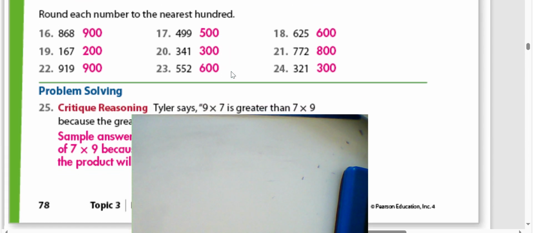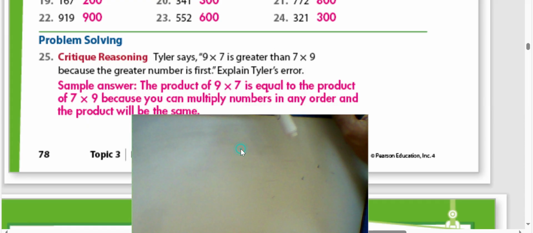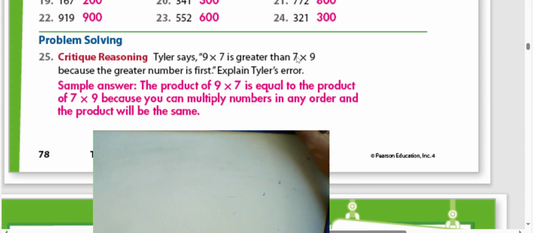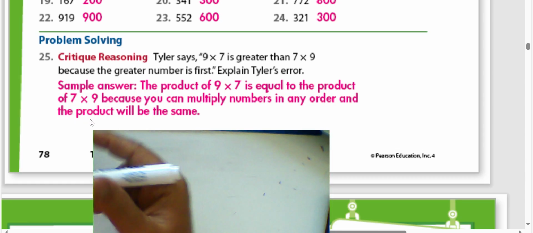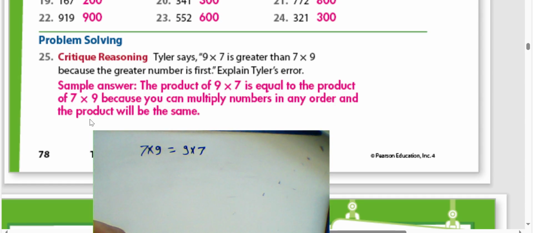Problem solving here. Reasoning: someone says 9 times 7 is greater than 7 times 9. No, because they are equal. Because the greater number is the first. Explain the error. The product of 9 times 7 equals 63, and the product of 7 times 9 is also 63. Because you can multiply numbers in any order and the product is the same, we use the commutative property here. 7 times 9 has the same product as 9 times 7. We used the commutative property. Understood?